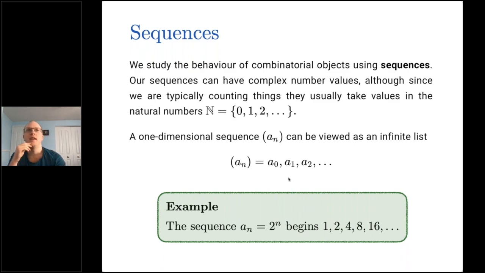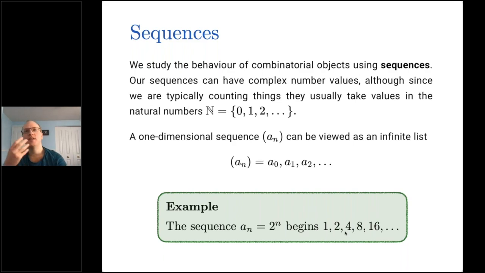Now, for most of what I'm going to be talking about, we're going to be counting various things. So usually these numbers in my sequence are going to be natural numbers, but they don't have to be. In fact, pretty much everything I'm going to say will work for complex numbers. And much of what I'll say will actually work for even more complicated things like numbers in finite fields and things like that. Just as an example, if I have the sequence, say A sub n is 2 to the n, then when n is equal to 0, you get the number 1. When n is equal to 1, you get the number 2. When n is 2, you get the number 4, and so on and so on.